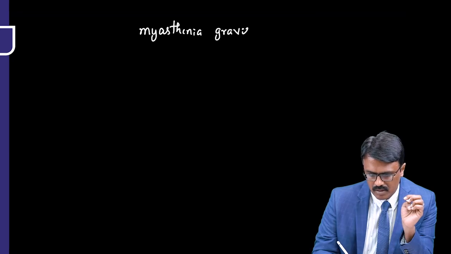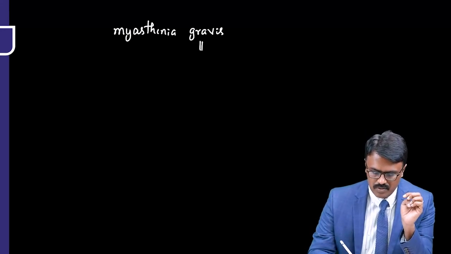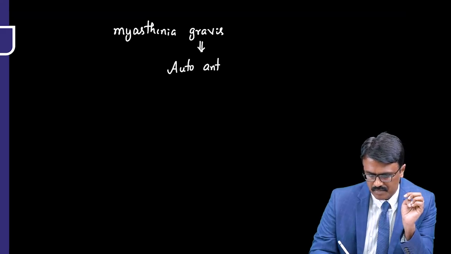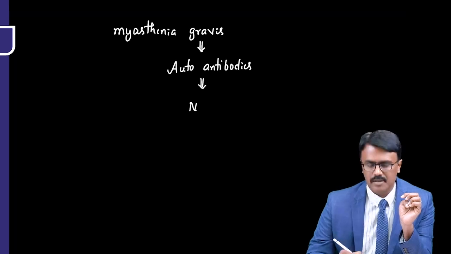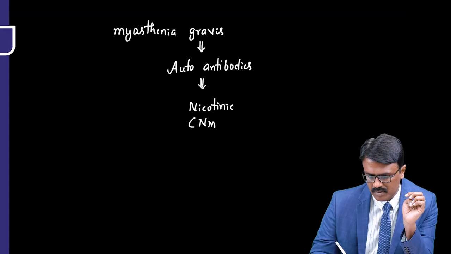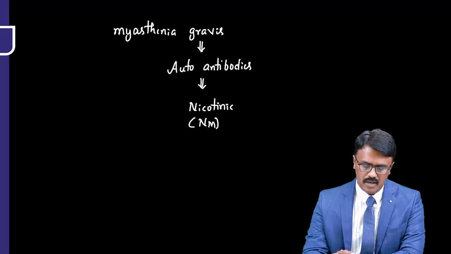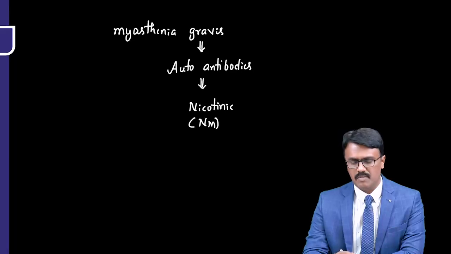So as I already told, it's an autoimmune disorder. That means the antibodies are produced, so we call them autoantibodies. So the autoantibodies are produced against the receptor N, that is nicotinic. So the antibodies are present against the nicotinic receptor, particularly they affect the NM type of receptors. Now what is the problem when we have the autoantibodies against NM receptor?